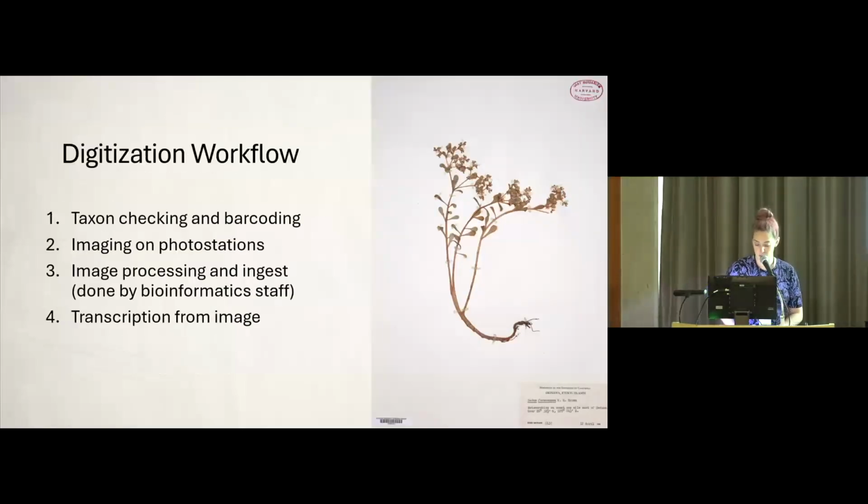There are 4 main steps to our current digitizing workflow. Digitizers will select one plant family to work through at a time and then go through these 4 steps in order: taxon checking and barcoding, imaging, image post-processing, and transcription.